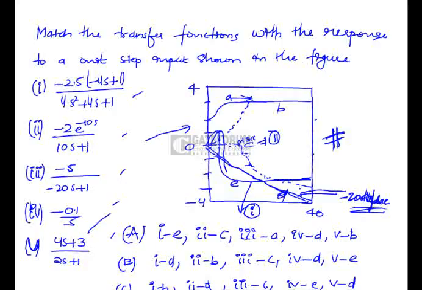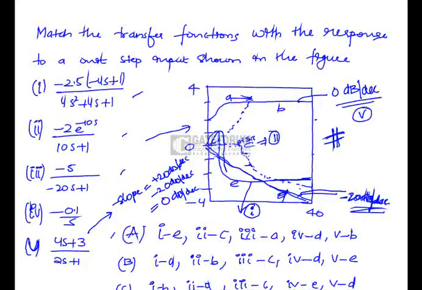The last one is 4s plus 3 by 2s plus 1. What is the slope of this transfer function? The slope is plus 20 dB per decade minus 20 dB per decade, so the slope of this transfer function is 0 dB per decade. You can observe 0 dB per decade is characteristic B. This represents transfer function 5. Out of these 4 options, option A is correct.